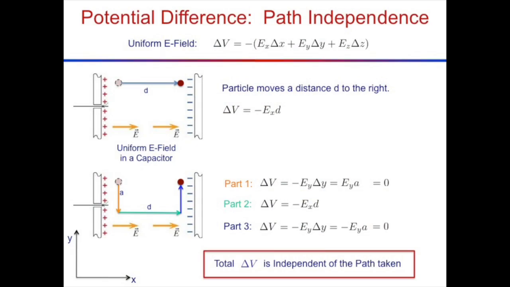So here, I'm going to move down first. This bit here, part 1, the orange line, would then be Ey times delta y. That's what I've written over here. The distance I'm moving there in this example is A, so I'd have Ey times A. And then I'd move along this path here, and I'd have minus Ex times d in that example. And then along this direction, I'd have minus Ey times delta y moving back up, which is, again, the distance A. But in this example, which way is the electric field pointing?